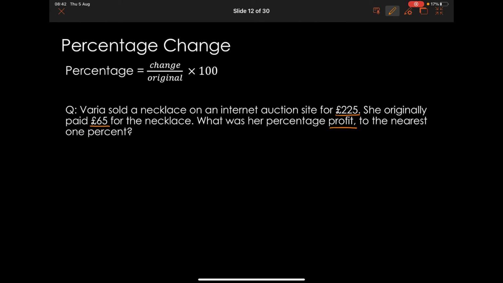Okay, so for this one, remember we need to know the change. Okay, so what we're going to do is we're going to do the £225 that she sold it for, and we're going to take away 65. That gives us a profit of £160. Okay, that's how much profit she made in pounds. We want to know what it is as a percentage. Remember, we always put the change, which is 160, over the original. The original amount she paid was 65.